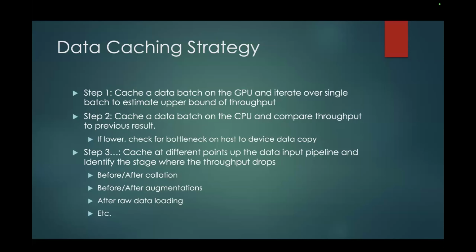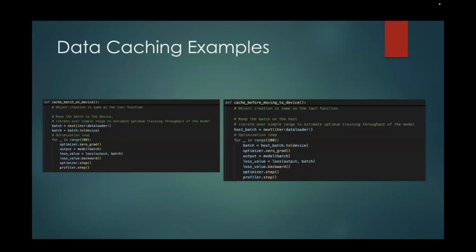I'm actually going to skip ahead to the next slide for just a moment, and then we'll come back to the additional steps, just to show you what it would look like in code. So I hope this is not too small for you to see. But if you take a look at the code on the left-hand side, what you'll see is that we're essentially pulling just a single data batch from our data loader, from the iterator. We're copying it to the device. And then we're running our training loop on that single batch over and over and over again.